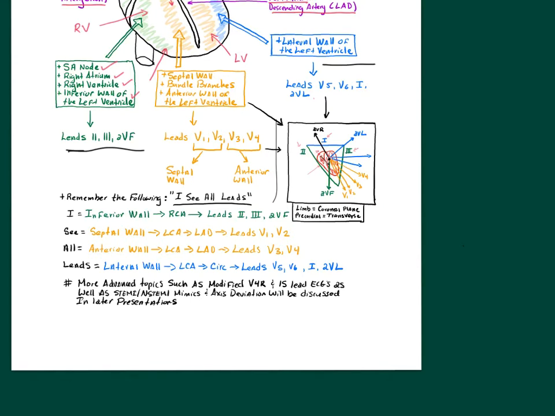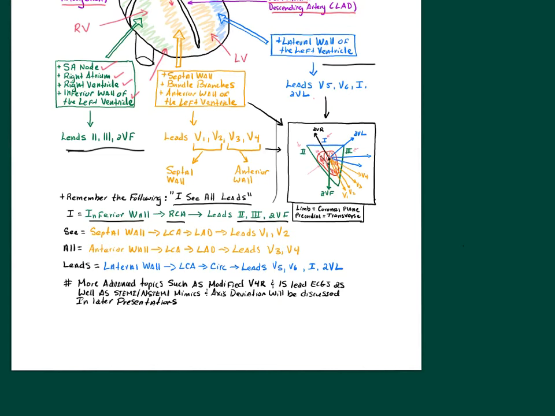I is the inferior wall. When I say inferior wall, I mean the inferior wall of the left ventricle, but along with that, we're also looking at the SA node, the right atrium, the right ventricle, okay? We're looking at the right side of the heart. Does that make sense? And the 3 leads that represent that right side are 2, 3, and AVF. So I is inferior wall, right coronary artery, leads 2, 3, and augmented vector foot. You guys okay with that?